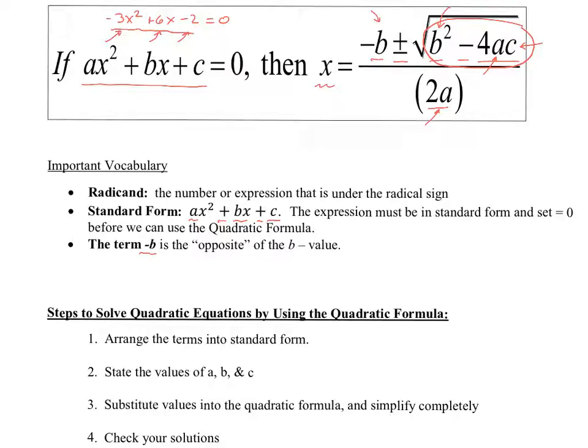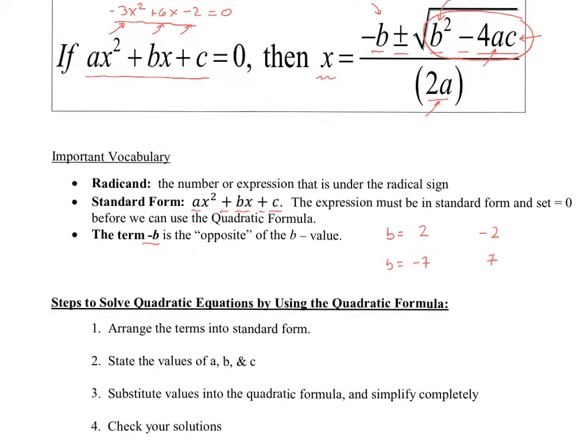And then finally, when we talk about the opposite of b, the opposite of b means the opposite of whatever value b has. So if b is equal to 2, then when we plug that into the formula, we're going to want to consider -2. If b was equal to -7, when we plug into the formula, because it's the opposite of b, we would be using +7. Okay, so just a little vocabulary for you to get used to.